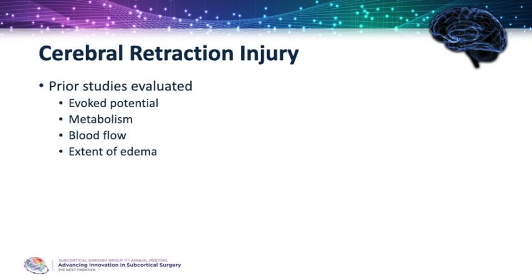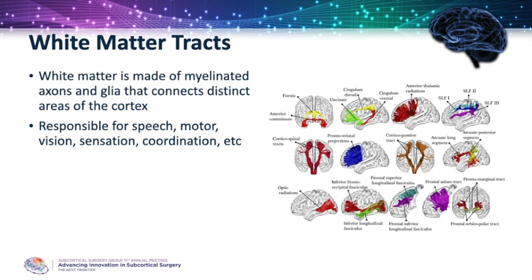When we talk about retraction injury, prior studies have looked at different modalities to evaluate this extent of injury, whether in the form of evoked potentials, metabolism, blood flow, or even extent of edema. With subcortical surgery, we're thinking about that damage that we're seeing is with the white matter tracts themselves, which we're all familiar with, but how they're damaged, how they're affected, where my study is going to start looking at some of the quantitative abilities that we have to kind of put numbers on the extent of damage that we're seeing in these white matter tracts or subcortical spaces.